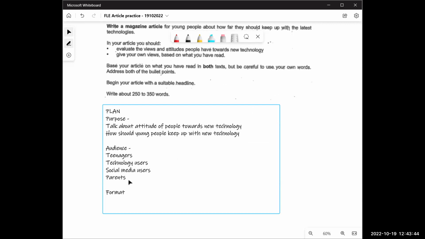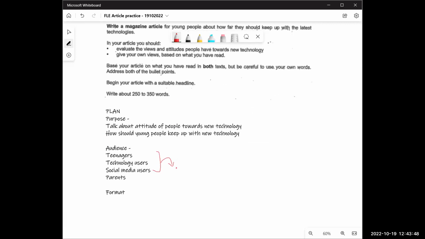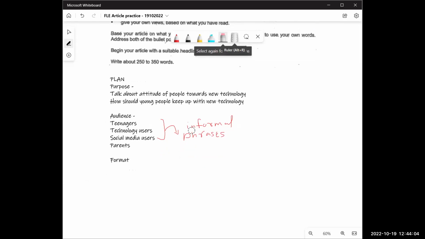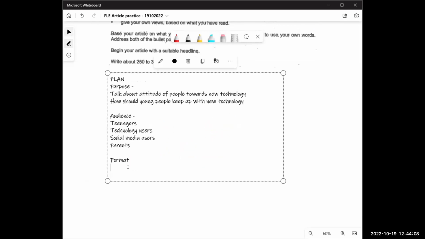Now the format in this question is about all of these teens, technology users, social media users, except parents. They are informal, and they use informal phrases which teenagers can relate with. Because if you write something formal which teenagers cannot relate with, then your writing will be less effective. The format for this is an article.